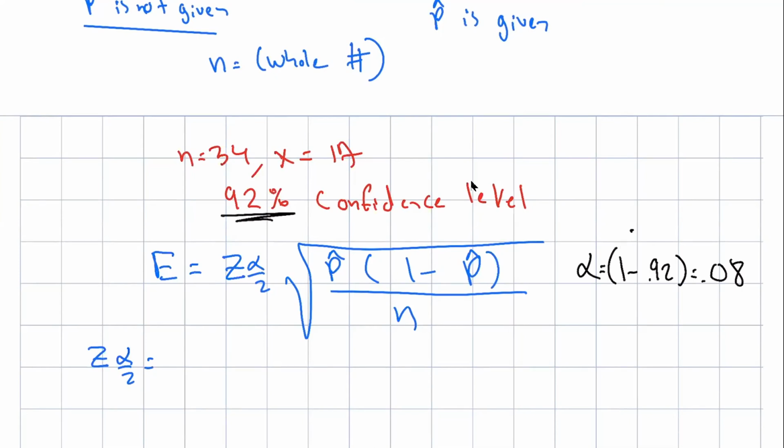All right, so then you get z of 0.08 divided by 2. If you do 0.08 divided by 2, you get z of 0.04. In order to find this, we're going to have to use our calculator. In our calculator, what we're going to do is inverse norm, and then you put this value in here. So let me go ahead and do inverse norm of 0.04.